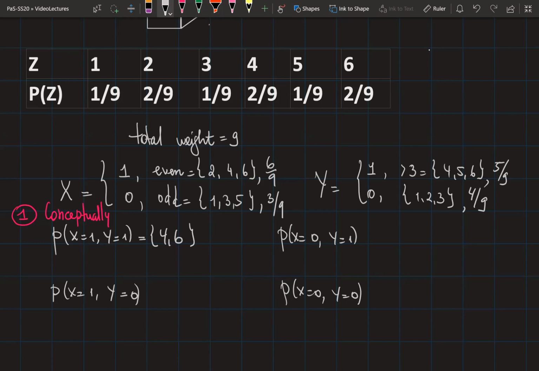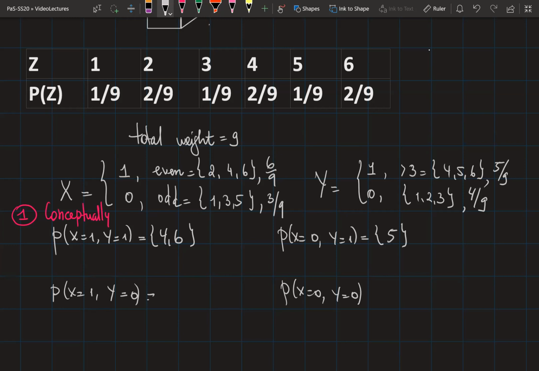So here, y is equal to 1 and x is equal to 0. It means that the number should be greater than 3, but an odd number. So there is only one output which satisfies this. It's 5.